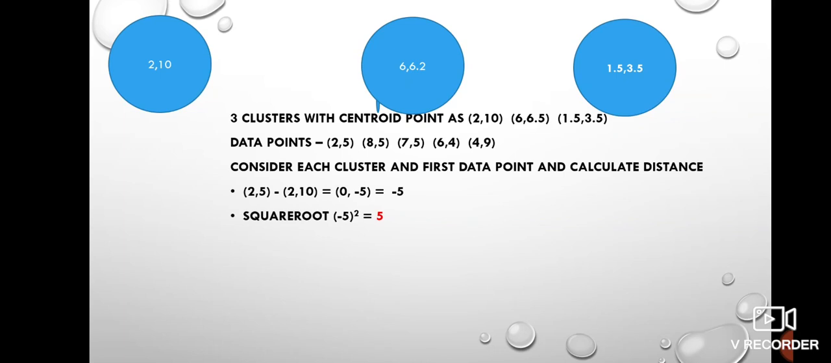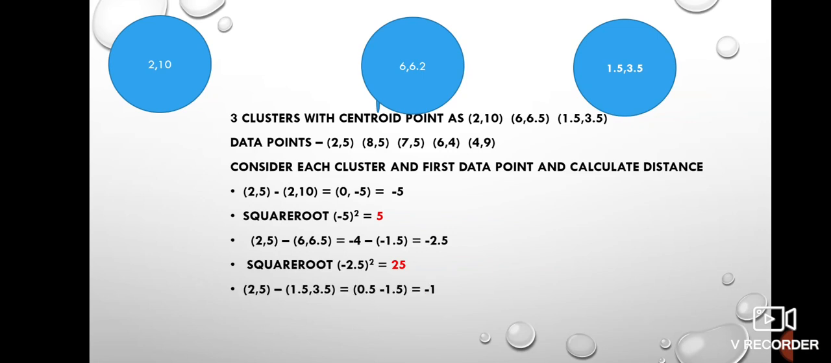And similarly I will apply the formula for my first data point and my second cluster centroid point, which gives me, by subtracting the data point from the second cluster, minus 2.5, and after applying the square and square root, it gives me 25. Similarly, the first data point for the third cluster gives me minus 1 and the square root value gives me 1. So now you are getting 3 Euclidean distance values for the first data point, that is 2 and 5. I am getting 5, 25 and 1.